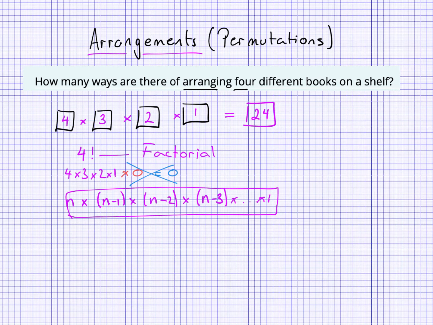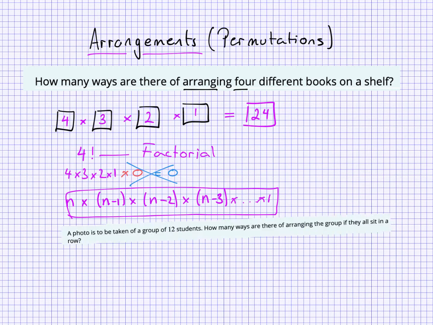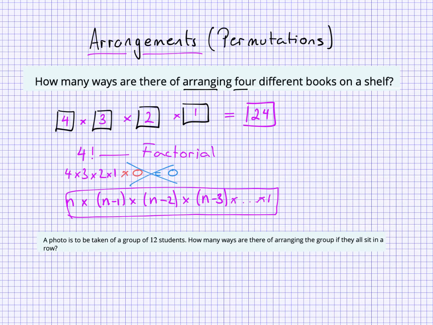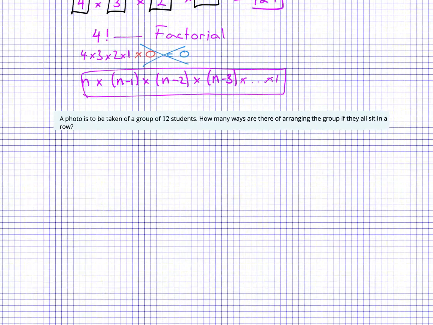Another example question looks like this. A group of 12 students is to have a photo taken. How many ways are there of arranging the group if they sit in a row? And it's important that they're sitting in a row, because other arrangements are difficult to work with.